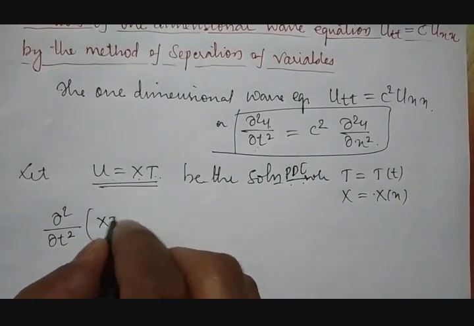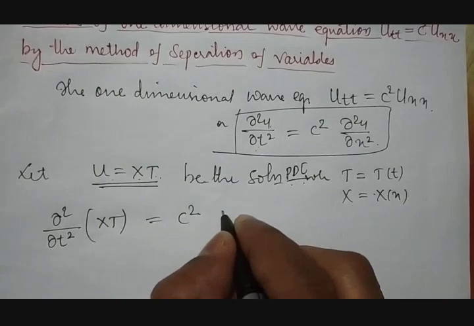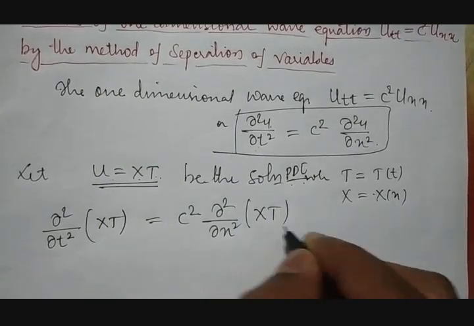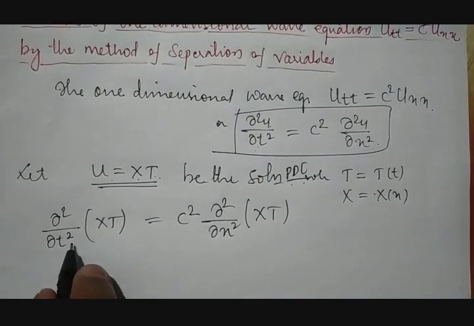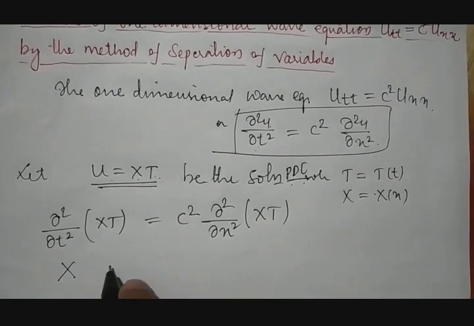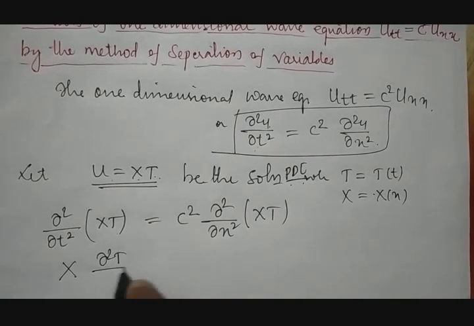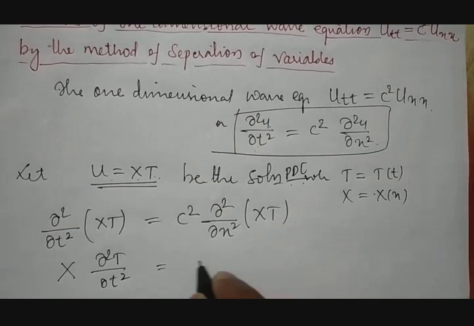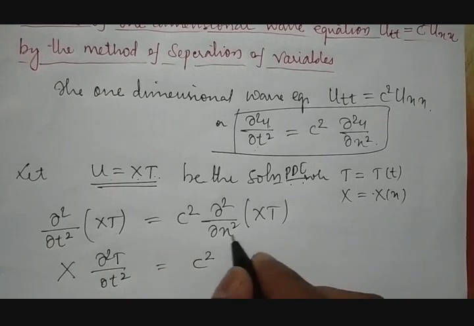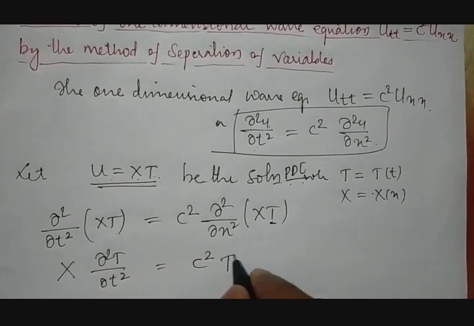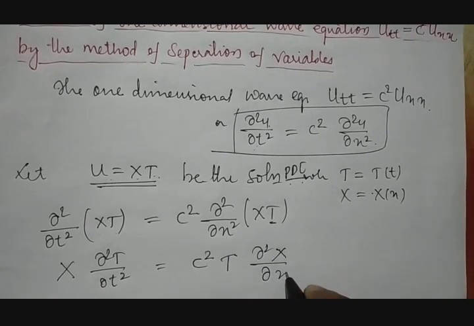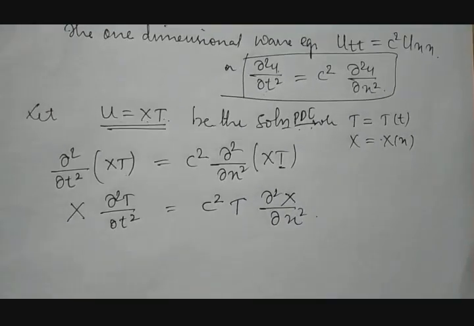So we take X·∂²T/∂t² = c² ∂²/∂x² of u, where u is X·T. Differentiating with respect to t, X is constant, so let us take it out. Then we get X ∂²T/∂t² = c² ... Here it is differentiated with respect to x, therefore T is constant. Take it out. Then it becomes T ∂²X/∂x². Fine.